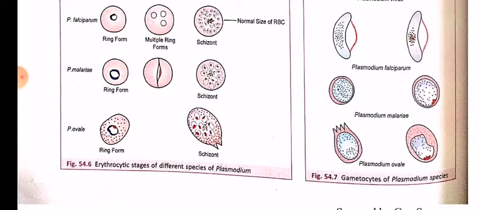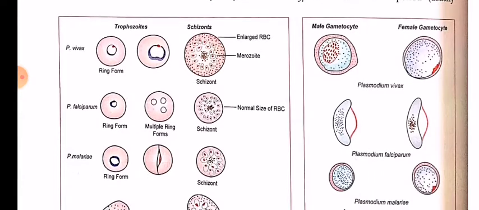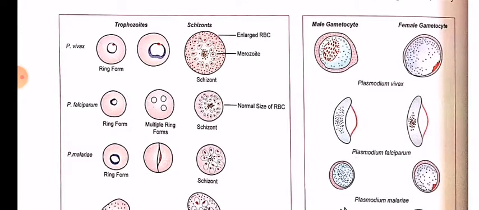Erythrocytic stage of the different species of Plasmodium. We see, first we focus on the vivax one, wherein the trophozoite is the ring form. Schizonts have multiple merozoites and enlarged RBCs. And in male gametocytes, we see these are the following ones.